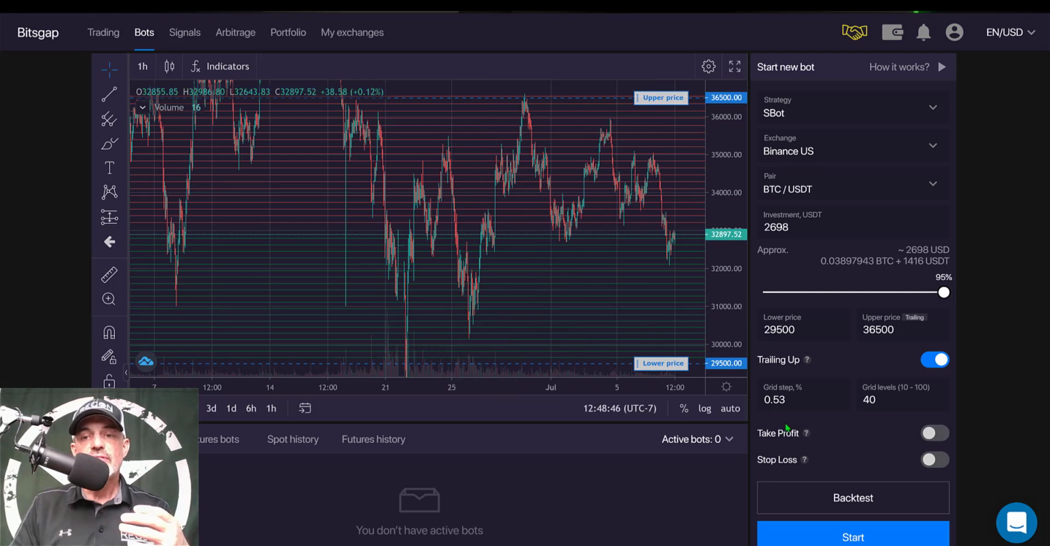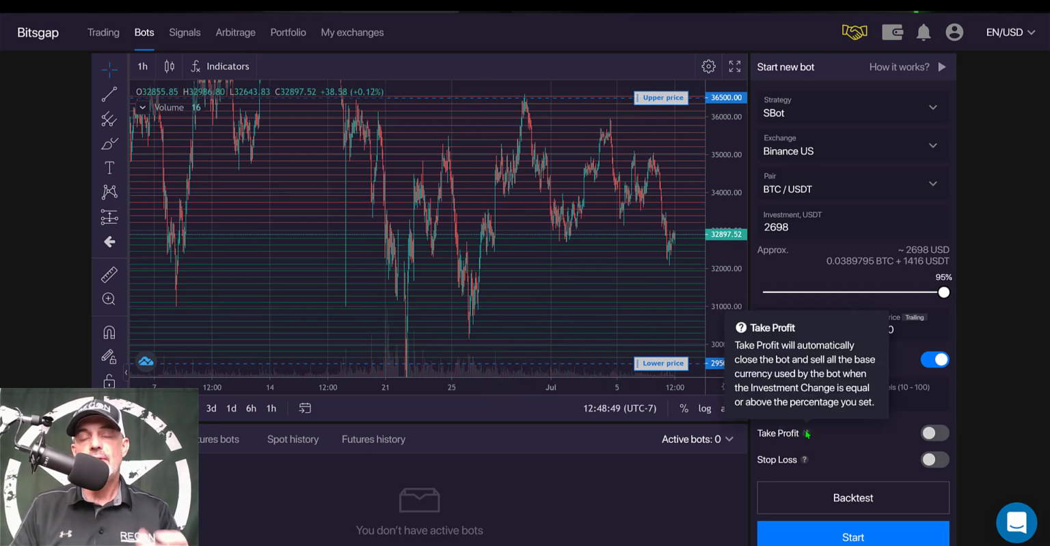Now, the last two features are take profit, and that would allow you to actually have the bot stop once a certain percentage of profit has been hit. I don't typically use this as I monitor my bots on a daily basis, and I will shut them down whenever I feel they're underperforming.